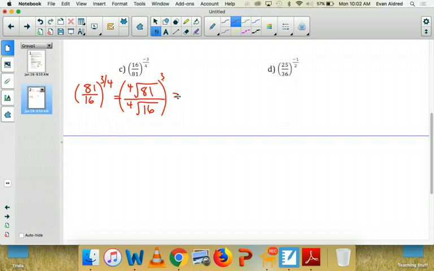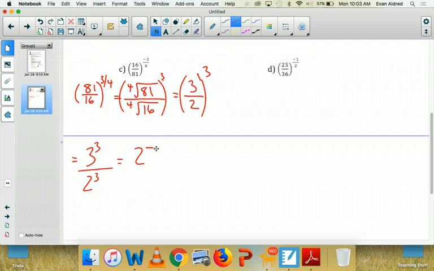So the 4th root of 81, maybe a little hard to do in your head, but you know that it's got to be a pretty small number if it's something that to the power of 4 equals 81. And it is. It's 3. And then the 4th root of 16 is something that has come up a few times. It's 2. So now we have 3 over 2 cubed. That means 3 cubed over 2 cubed. 3 cubed is 27. 2 cubed is 8. So again, leave it as a fraction, and our final answer is 27 over 8.